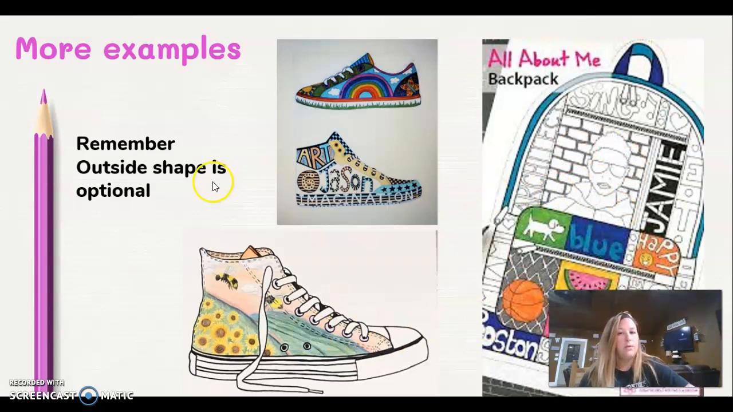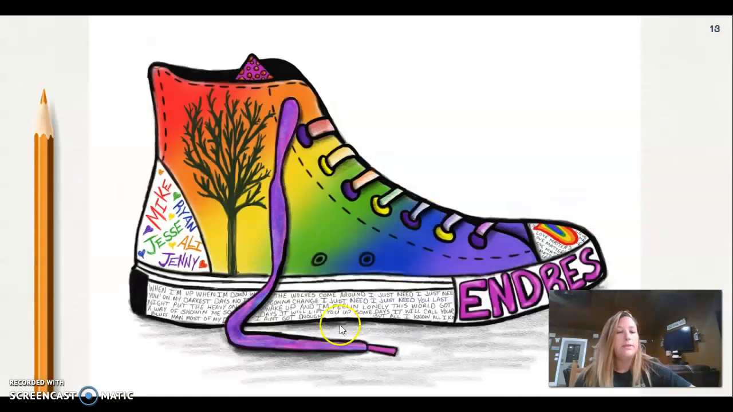The outside shape is optional. So if you have something else you want to draw, a flower or a butterfly or just a circle or some kind of shape, it is completely up to you because you are the artist. The main things that I want you to focus on is the inside of it and how it's going to represent you and some of your favorite things. This is mine. I chose to draw a shoe.